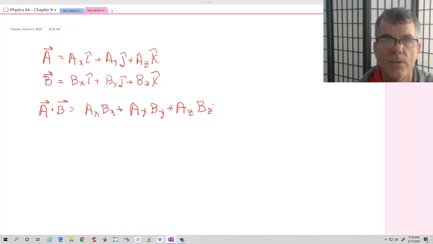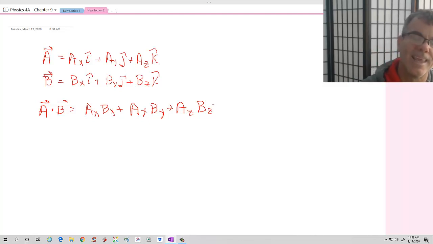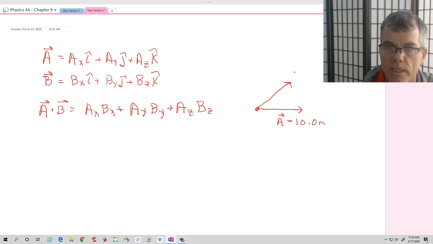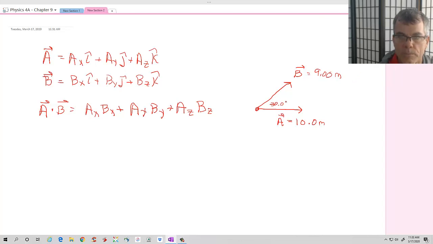First, I'm going to show you that they give you the exact same answers, and then I'm going to show you how that comes about and why you get this. So let's say vector A, again, we're just going to call it a displacement vector. Let's say that this is 10 meters to the right. And vector B, we'll say is another displacement vector, and let's just say it's 9 meters. And this angle here, we'll call it 30 degrees.